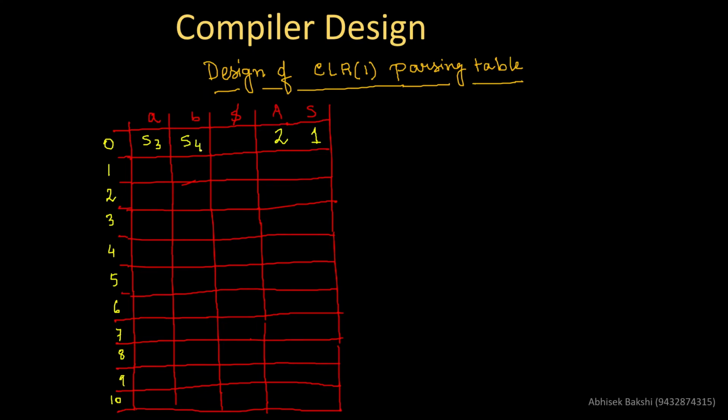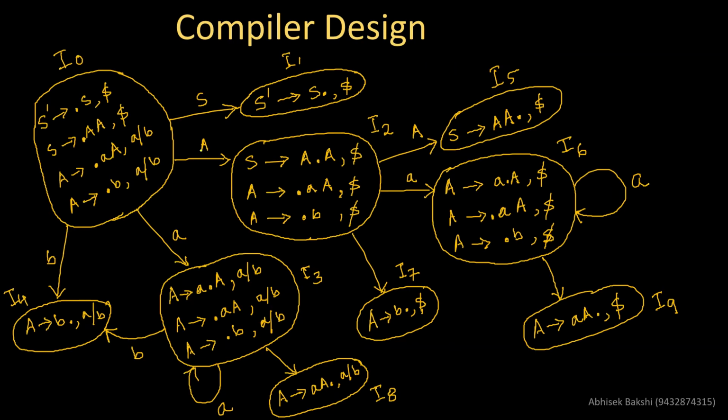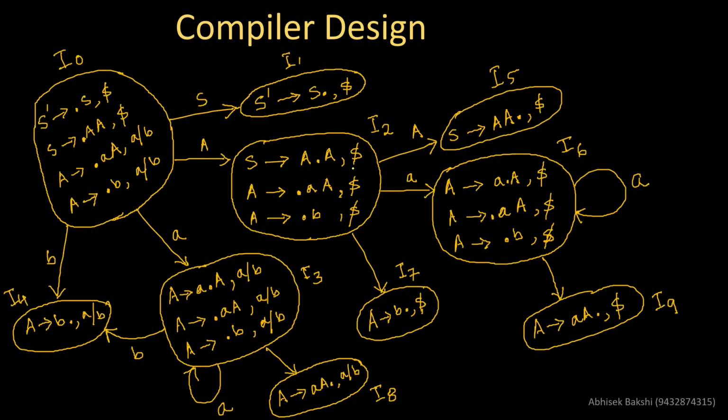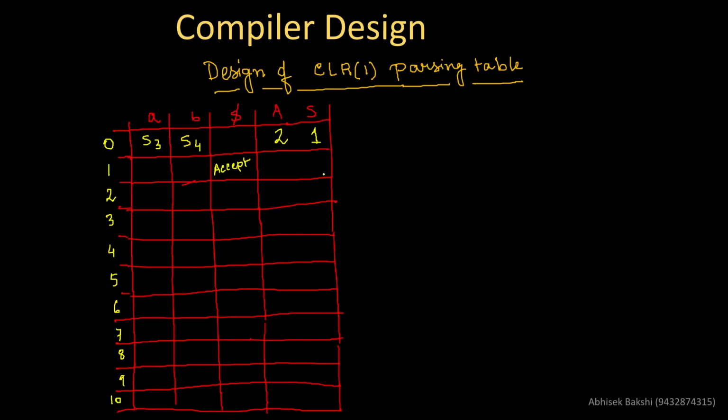And for state I1, this contains the augmented production, so definitely for 1 under dollar it is accept. There is nothing else. Now for 2, from 2 for capital A it's 5, so I'll have 5 here, right?